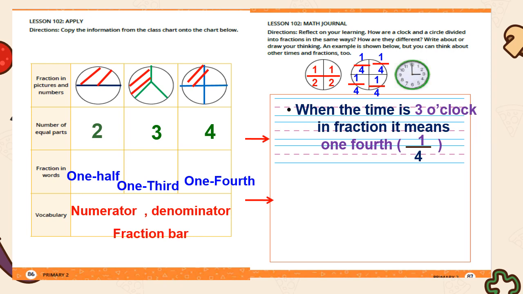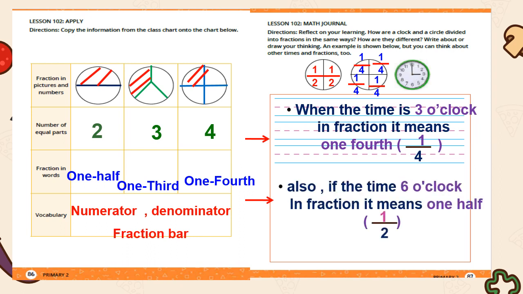The next circle is divided into 2 halves. So when the hour hand is on 6 o'clock, it means it takes half a part. So the fraction here is 1/2.